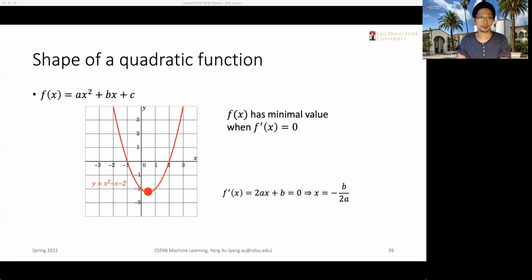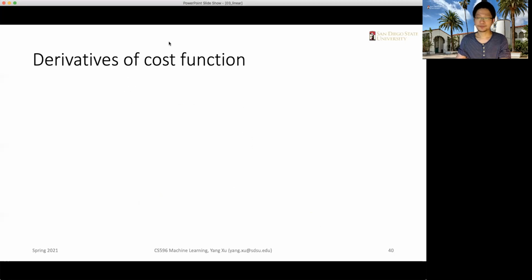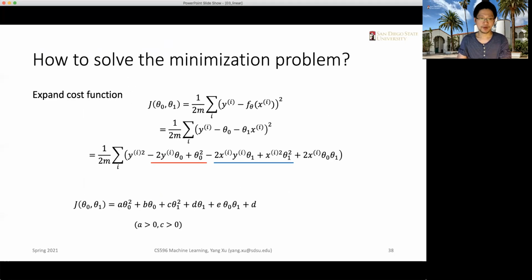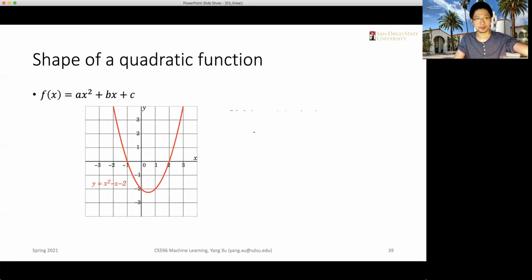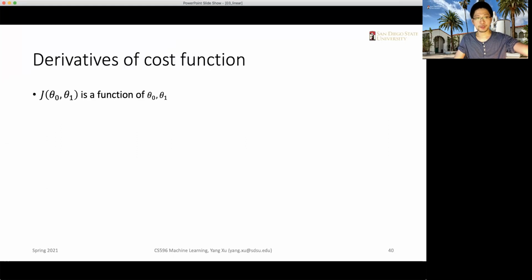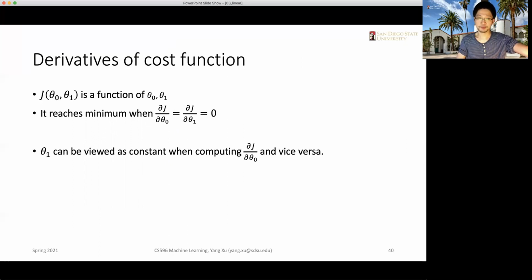Okay, and we'll take the same method, because the cost function is also a quadratic function, and the quadratic terms' coefficients are greater than 0. That means it's safe to take such a derivative method. Okay, and our unknown variables are theta 0 and theta 1. It will reach the minimum value when the derivatives of the cost function with respect to theta 0 and theta 1 both equal 0. Okay, that is the information we have.